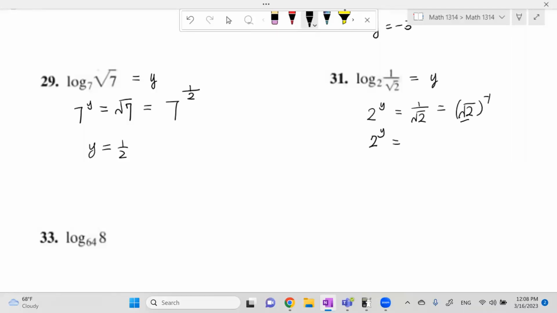Can you convert this one? It has the same base, 2, so I can solve for y. Yes, we can, because in the parentheses we have the square root of 2, that's 2 to a fraction power. The bottom is 2 because we have the square root to the -1. So 2 to the y's power equals 2 to the, do the multiplication, -1/2. Y equals -1/2. So the expression is -1/2.